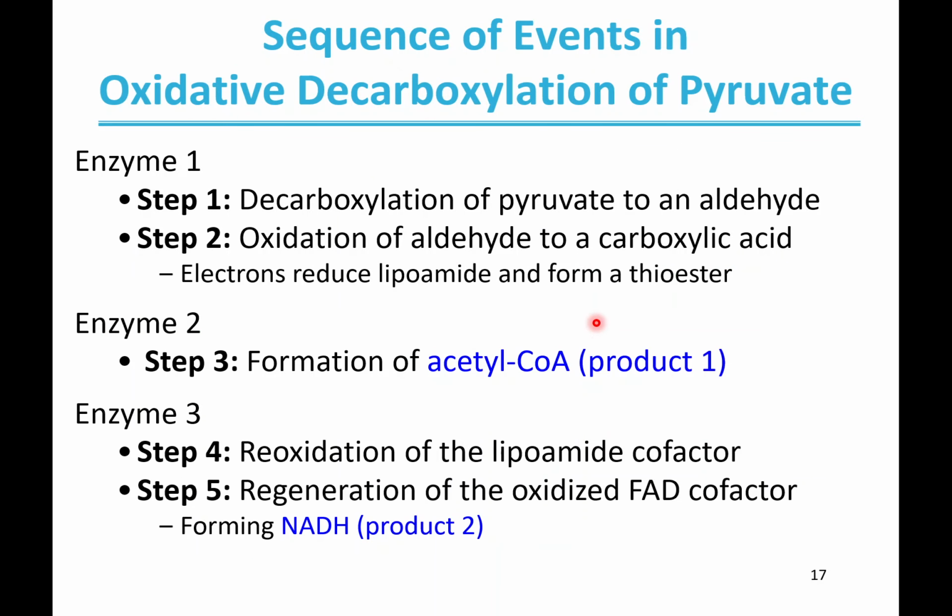Okay. All right, so let's look at the sequence of events in the oxidative decarboxylation of pyruvate. Okay. Enzyme 1 has the first couple steps. Step 1 is decarboxylation of pyruvate to an aldehyde, and step 2 is the oxidation of that aldehyde to a carboxylic acid. Okay, why do you do that? We'll see that on a different slide. Okay. Enzyme 2, E2, has the third step, and that's the formation of the acetyl-CoA product. Enzyme 3 then does a reoxidation of the lipoic acid cofactor, and then regeneration of the oxidized FAD cofactor. Okay, so there are 2 oxidation reduction steps catalyzed by E3, and that also forms that second product, NADH.